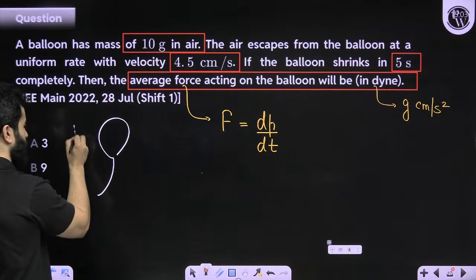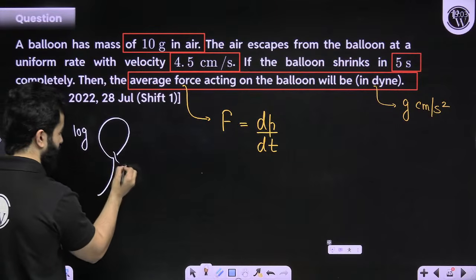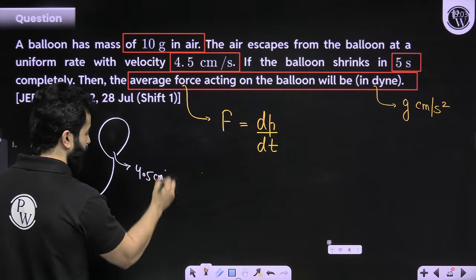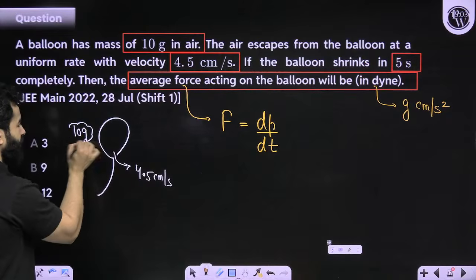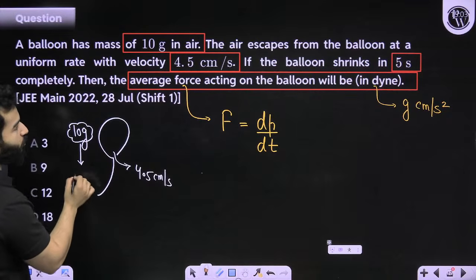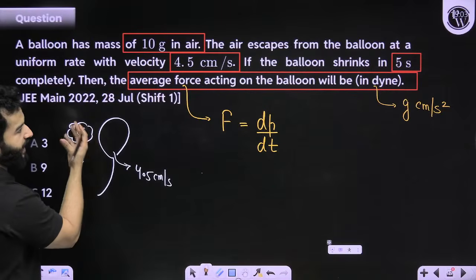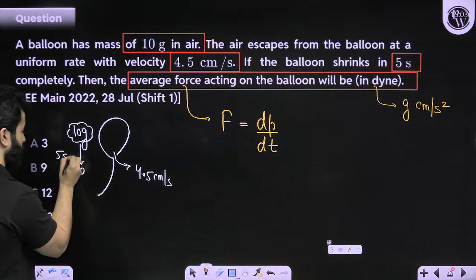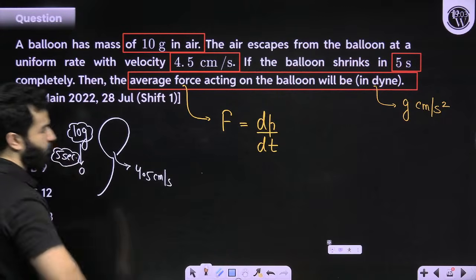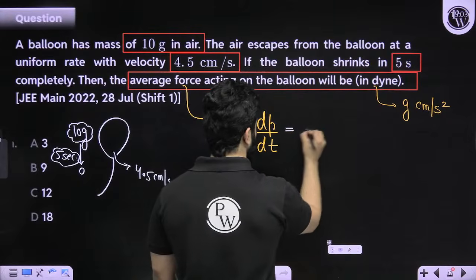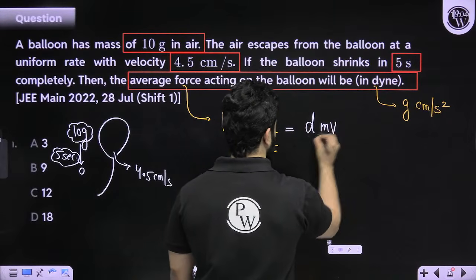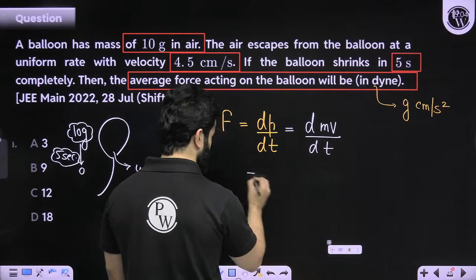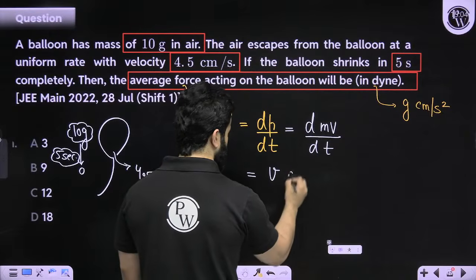Such that its initial mass was 10 gram and air is escaping at a speed of 4.5 centimeter per second and it completely shrinks. That means its mass, that mass is of air, goes to 0 in 5 seconds. So in this dP by dt, we are going to write d(mv) by dt, and we are going to get v times dm by dt.